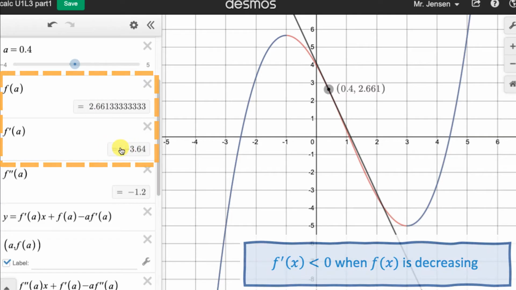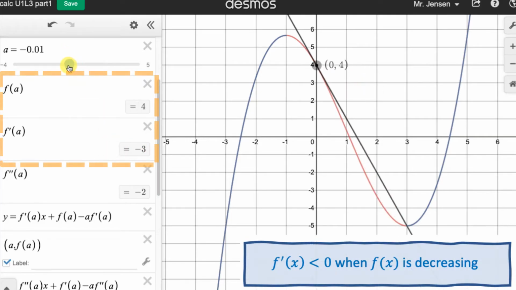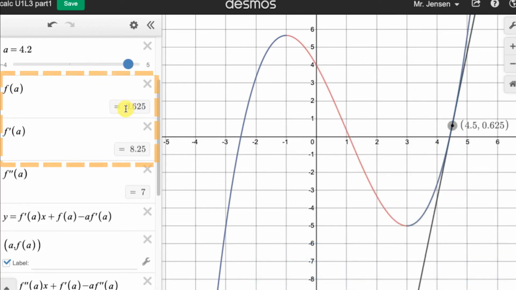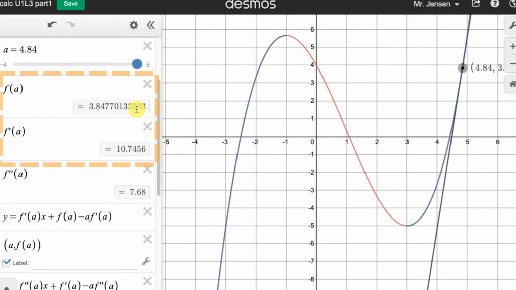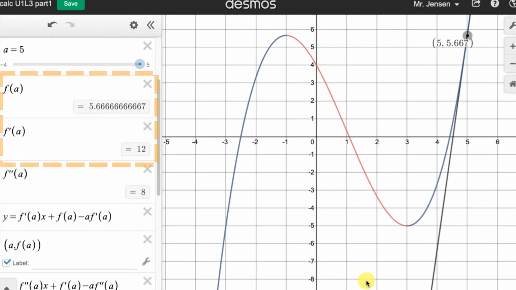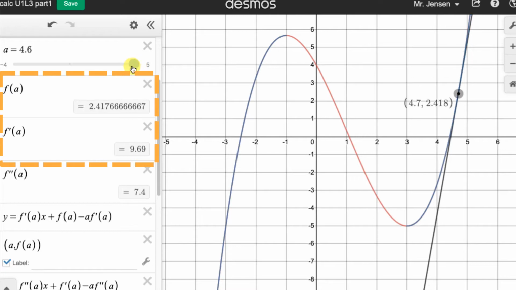Look at the value of the tangent slopes, the value of the first derivative. They're all negative. And then in the third section, this section for x greater than 3, the original function is increasing. The y values are going up. That means the tangent slopes are positive. That's why you'll notice the first derivative in that section of the domain is always positive.